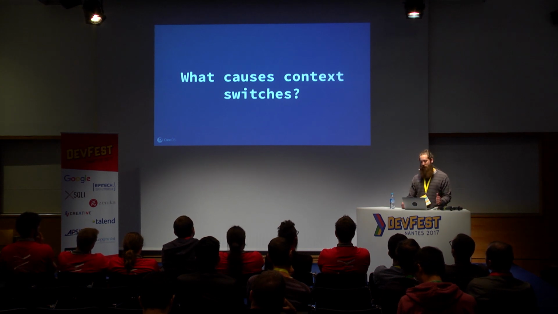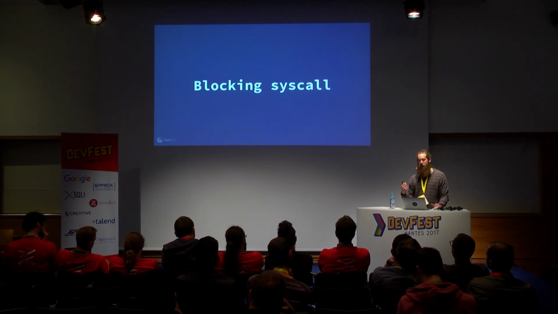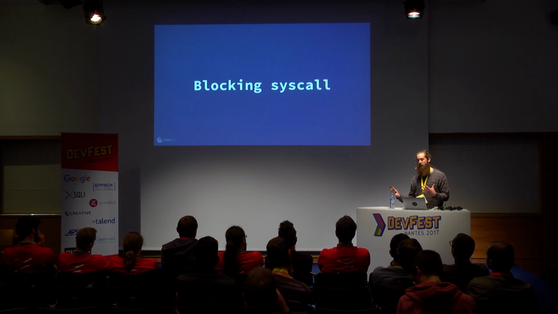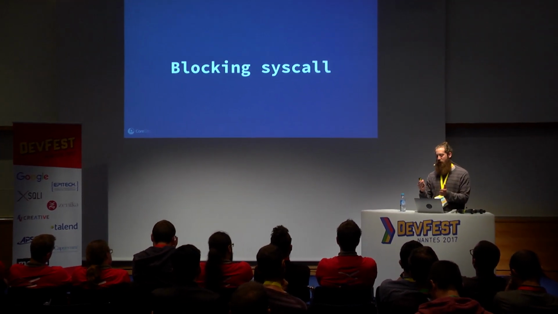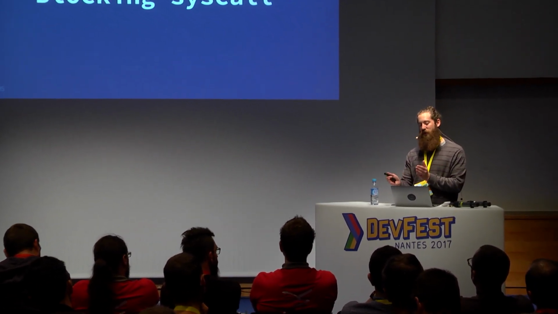So what causes these context switches? Blocking syscalls. If a Goroutine running on a thread enters a blocking syscall, the runtime is going to essentially pause that thread, spawn a new operating system thread, and continue the execution of other Goroutines. So that's a case where your Goroutine can be descheduled and stolen by another thread, and you can end up in a weird place.